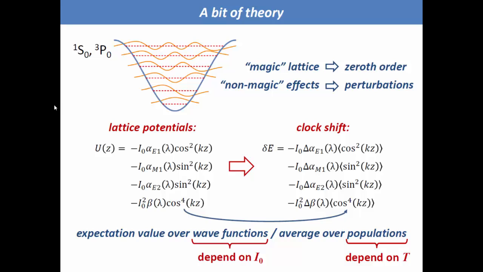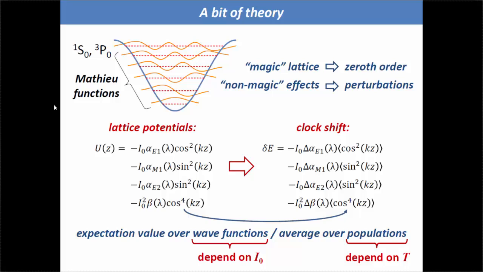Now we know what the potential here looks like. It's just a cosine squared function. So it turns out then that we know what these wave functions look like. They're just these analytic Mathieu functions. So this means that it's very straightforward then to evaluate these spatial averages here for really any range of intensities and temperatures that we might be interested in.